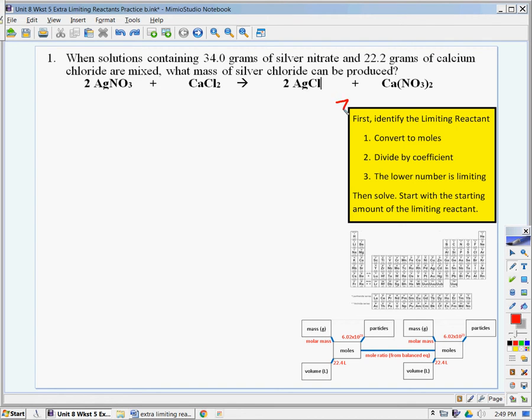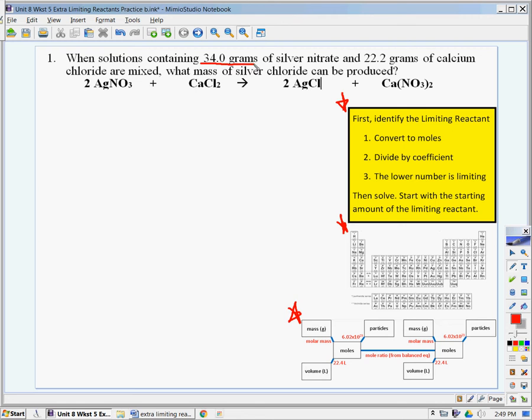I have an abbreviated thing from your notes right here, which is how to identify the limiting reactant. I have my periodic table out, you should too, and I have the mole map. So we're going to jump right into it. In number 1, we're going to treat this like any limiting reactant problem. What we're going to do is analyze the problem.